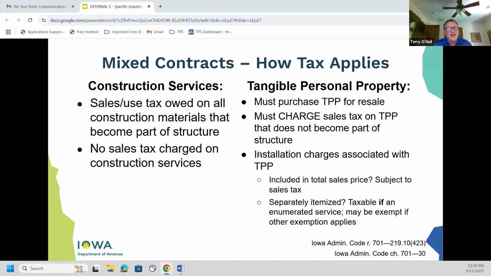An example of a mixed contract, think of construction of a hotel. Possibly the contractor is going to build the hotel and they're going to furnish it. The construction part follows construction rules. The furnishings, the TV, the bed, the nightstand, the tangible personal property that's in each room, that's going to follow just regular sales tax, sales of tangible personal property.